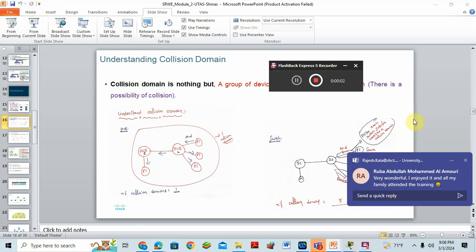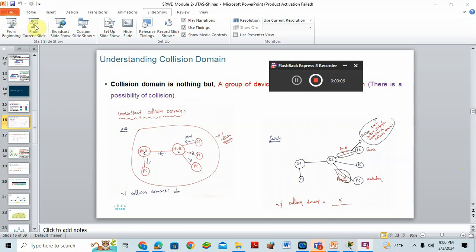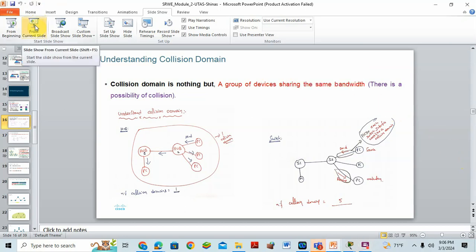Students, today we will discuss collision domain and broadcast domain. Okay, so what is collision domain? A group of devices sharing the same bandwidth is a collision domain. So that is collision domain. A group of devices will share the same bandwidth.